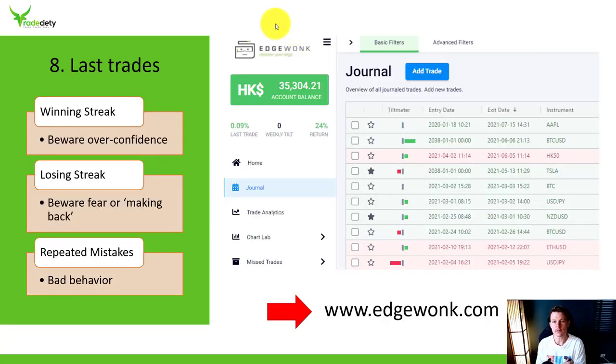What I really recommend is that you always look at your last 5 to 10 trades before you start your trading day. This is going to be very helpful because it helps you understand where you are coming from.